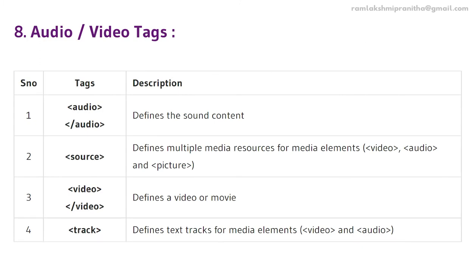8. Audio, video tags. Next, let us learn some of the audio and video tags. 1. Open and closed audio tag. Audio tag defines the sound content. 2. Source tag. Source tag defines multiple media resources for media elements, video, audio and picture. 3. Open and closed video tag. Video tag defines a video or movie. 4. Track tag. Track tag defines text tracks for media elements, video and audio.